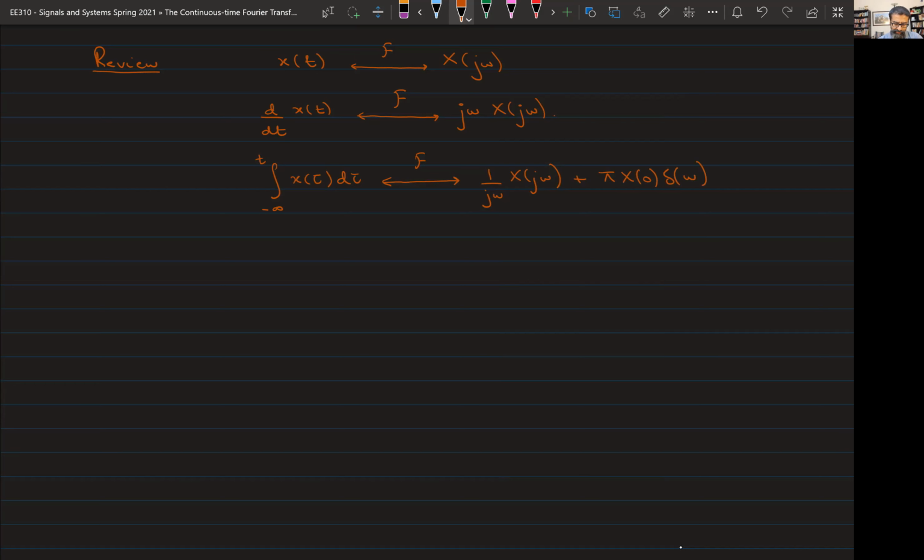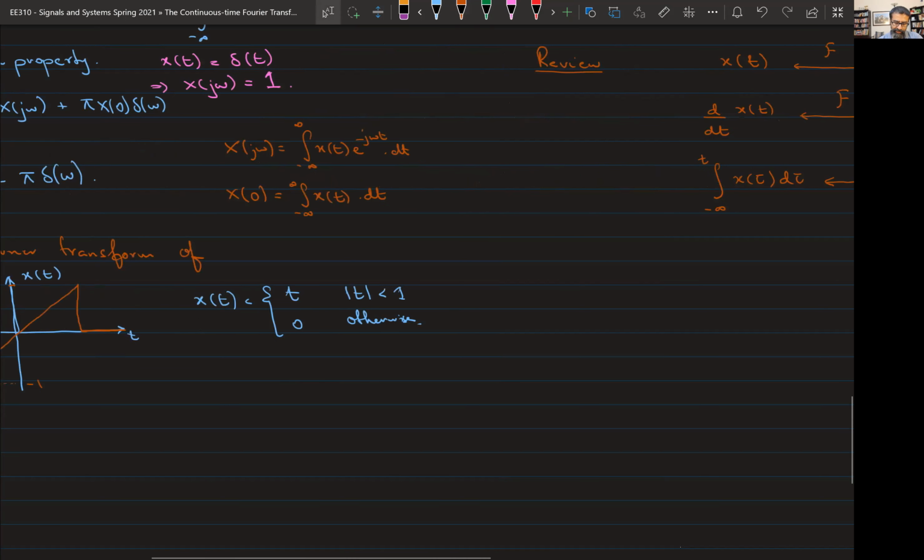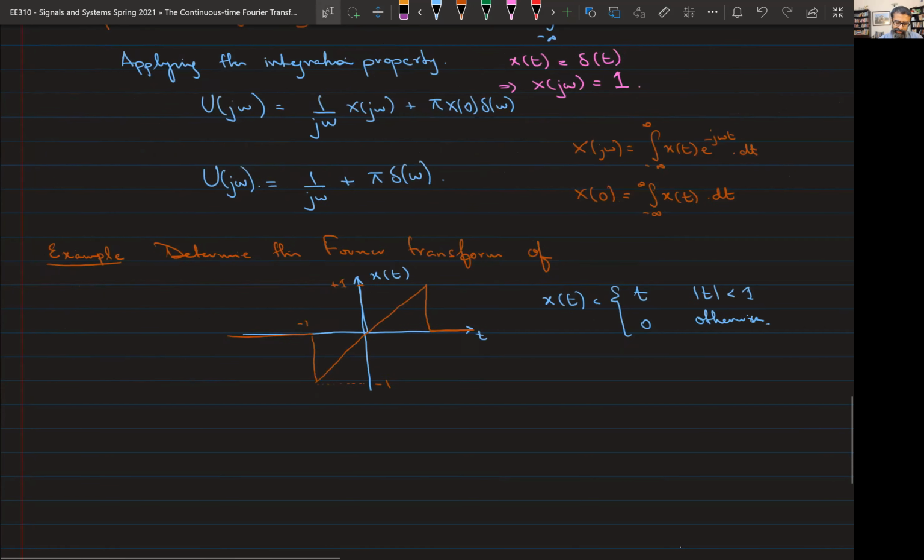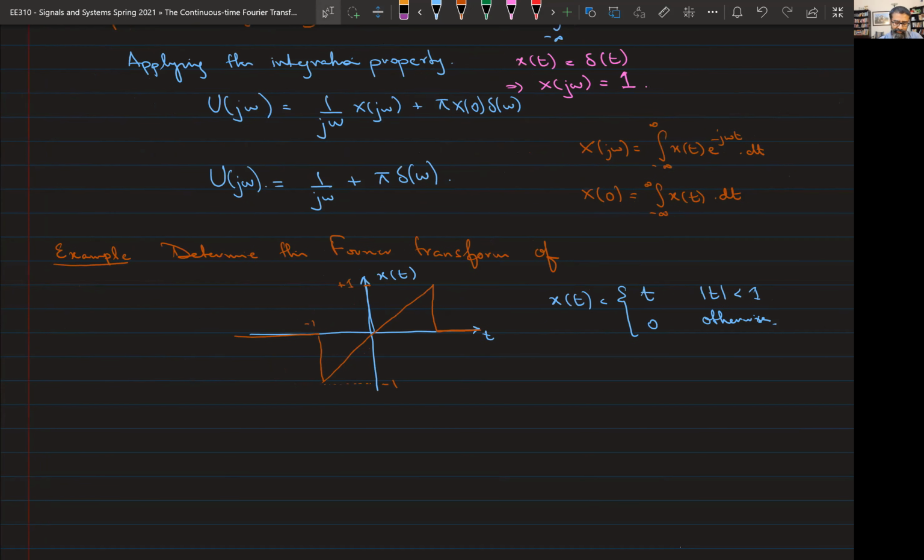So that's where I'm going to head now. This is what we concluded: the Fourier transform of a unit step is just equal to 1 upon j omega, plus a pi times the delta of omega term, right? So that's what the Fourier transform of the unit step is.